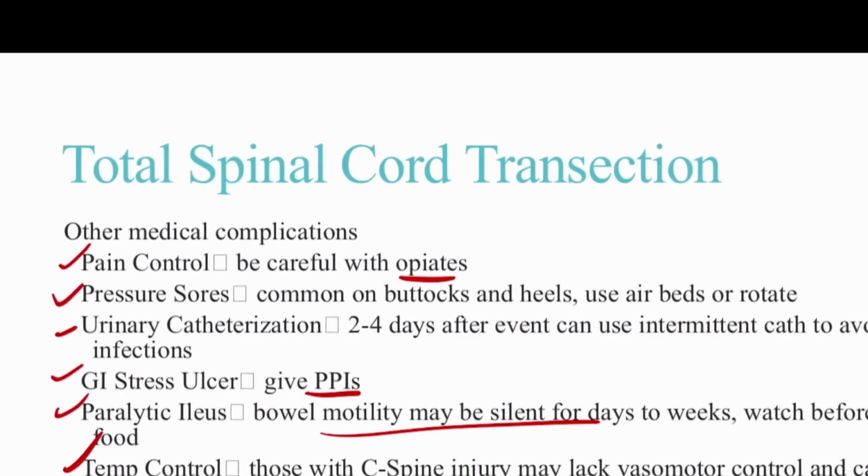Temperature control. You have to watch out for these patients' temperature. They can't auto-regulate themselves. Sometimes they also can't sweat below the lesion because the nerves, remember, the nerves go to the sweat glands as well. And if the nerves aren't working, they're not going to tell the sweat glands to constrict to get sweat out. So watch out for the environmental temperature of your patients.